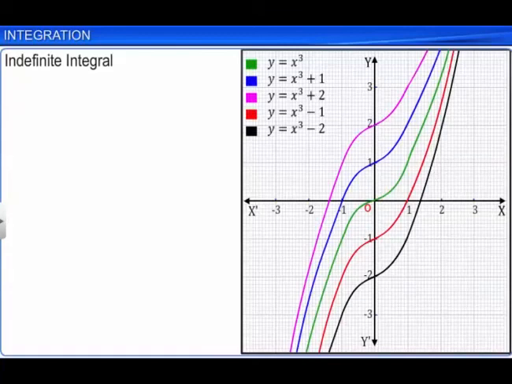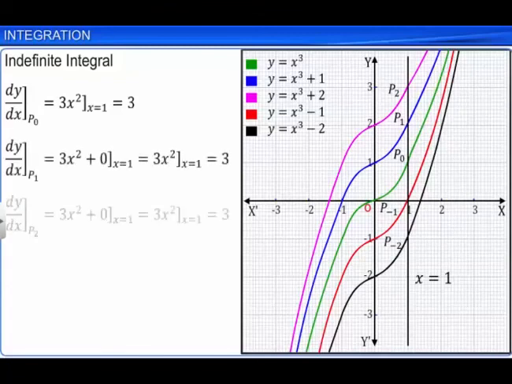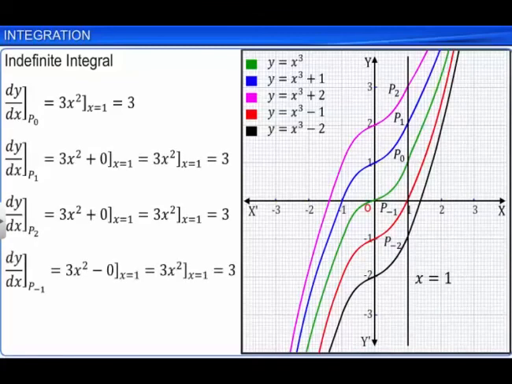Now, let's consider the intersection of all the curves by a line x is equal to 1. The line x is equal to 1 intersects all these curves at different points. The derivatives at the points of intersection of the curves with the line x is equal to 1 are equal to each other. This implies that the slopes of the tangents at the points of intersection of the curve and the line are equal. This indicates that the tangents to the curves at these points are parallel to each other.